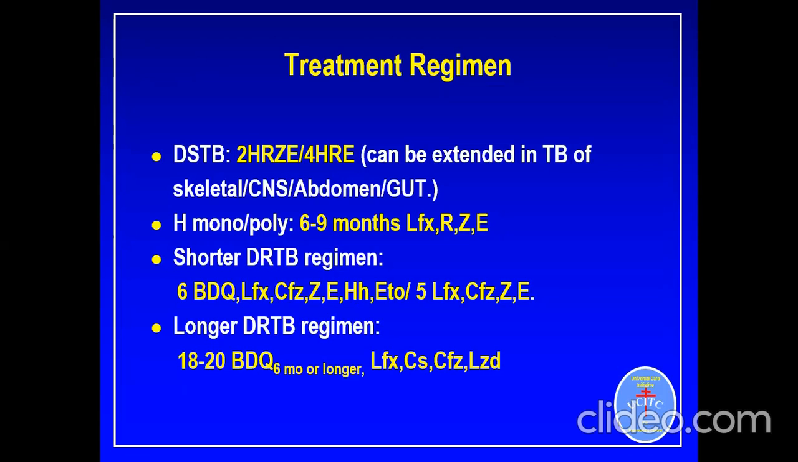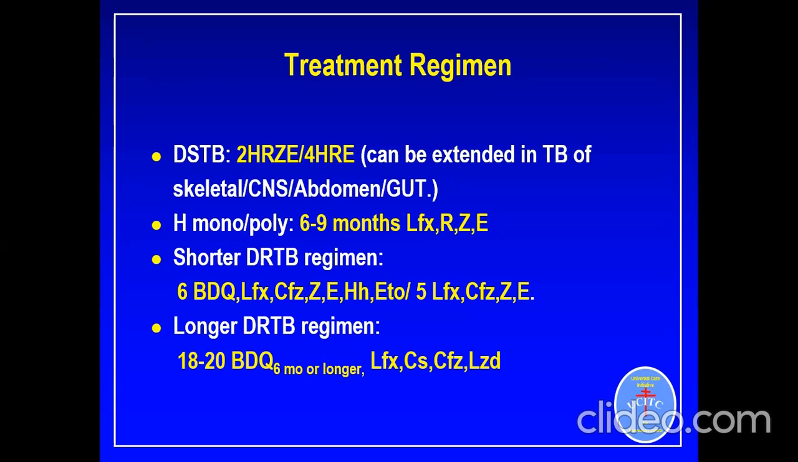So for DSTB, we still use 2 months of INH, rifampicin, pyrazinamide, and ethambutol, followed by 4 months of INH, rifampicin, and ethambutol. 6 months of total treatment.